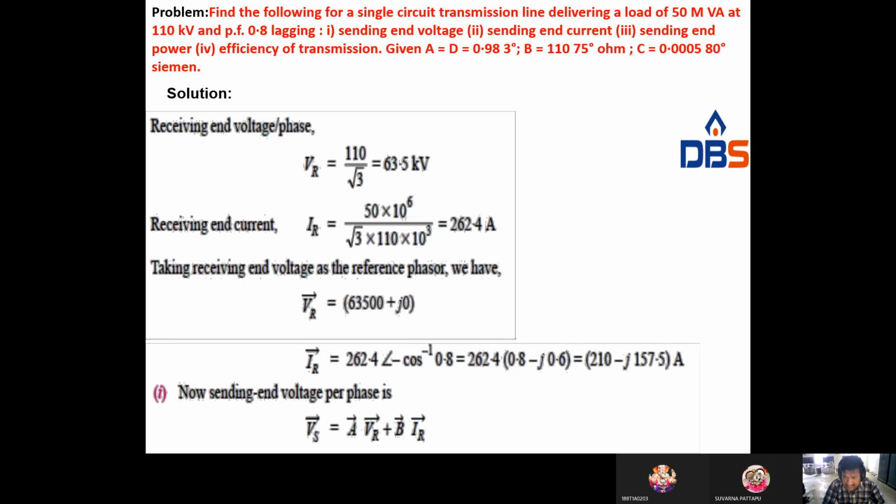Then find the receiving end current, P by root 3 VR IR, getting 262.4 amperes. As usual, taking VR as the reference, 63500 plus j0, and IR is equal to 262.4 at minus cos inverse of 0.8 power factor, which they have given. That is the IR value. As usual, from the phasor diagram, by the nominal-T method or π method, Vs is equal to AVR plus BIR, and Is is equal to CVR plus DIR, right?